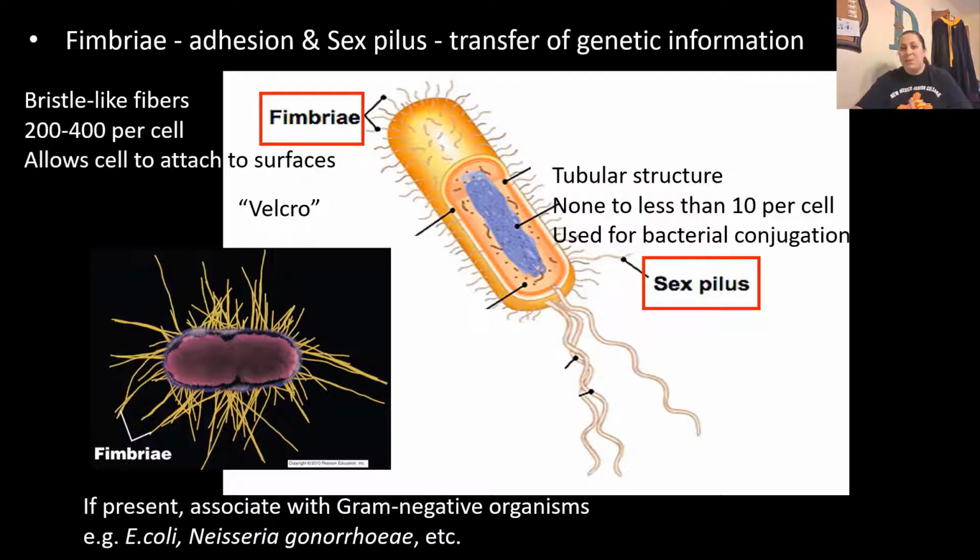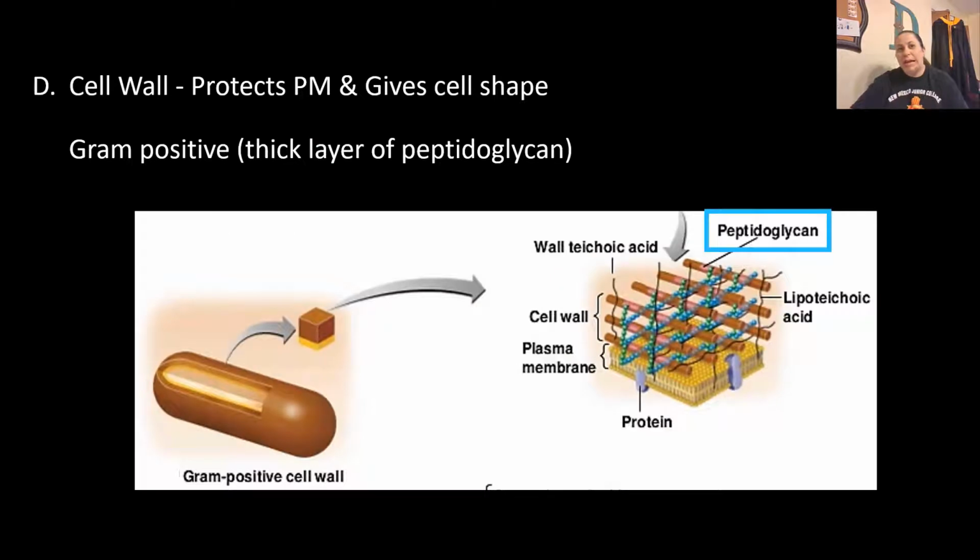When we look at the sex pilus, it has more of a tubular structure. It will be longer than your normal fimbriae, and we do see that they'll have none or fewer than 10 of these. The whole point of this is, again, for genetic information transfer, and that is called bacterial conjugation. If fimbriae are present, they're associated more often with gram-negative organisms. Some examples would be things like E. coli and Neisseria gonorrhoeae.